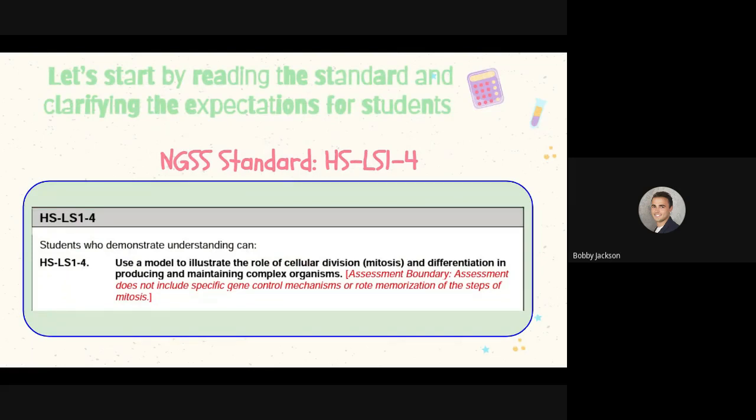Let's review the standard. For HS-LS1-4, students who demonstrate understanding can use a model to illustrate the role of cellular division or mitosis and differentiation in producing and maintaining complex organisms. There's an assessment boundary for this standard. The assessment does not include specific gene control mechanisms or the rote memorization of the steps of mitosis.